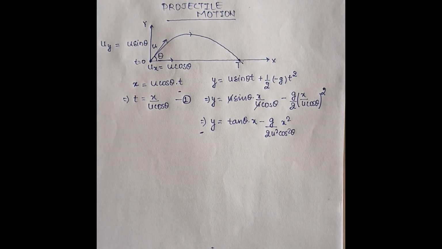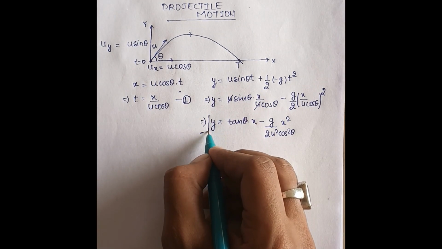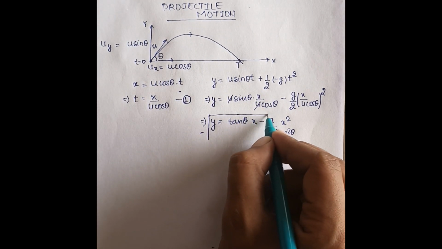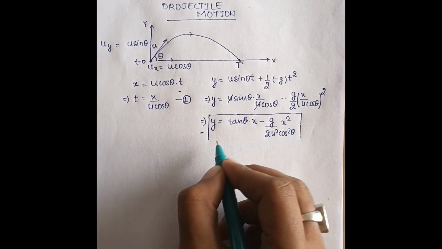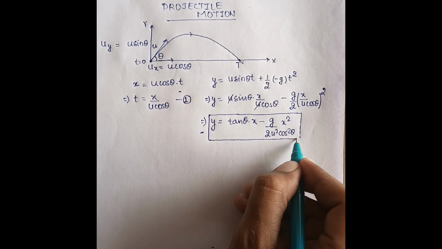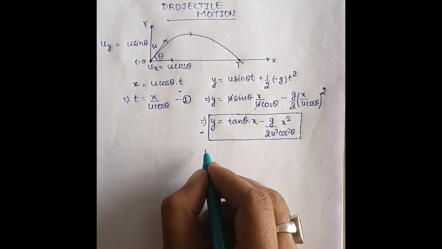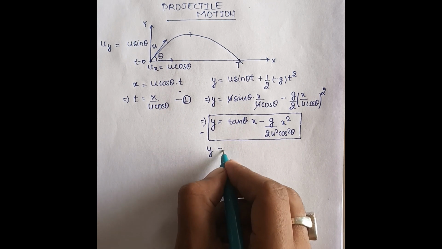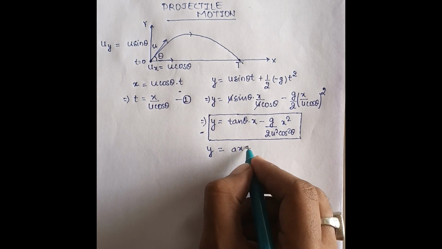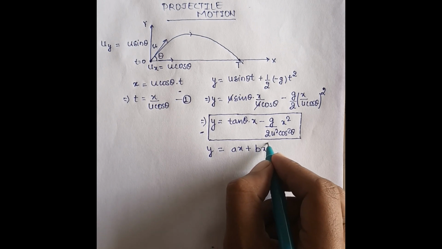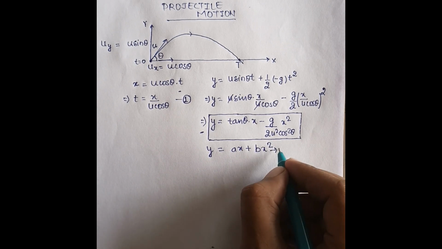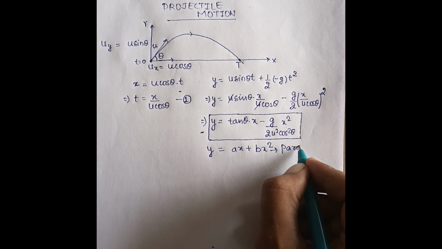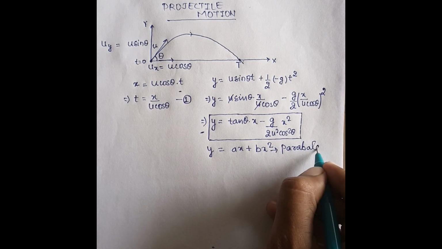So students, we have got an equation. This is the equation which is similar to the general formula of the equation of a parabola. The equation of a parabola says y equals ax plus bx square. This is the equation of a parabola shape. Okay, parabola shape.